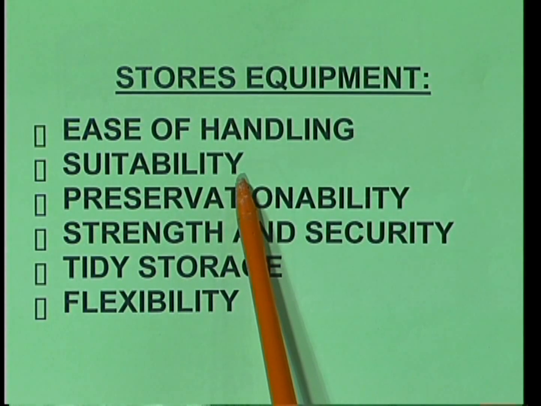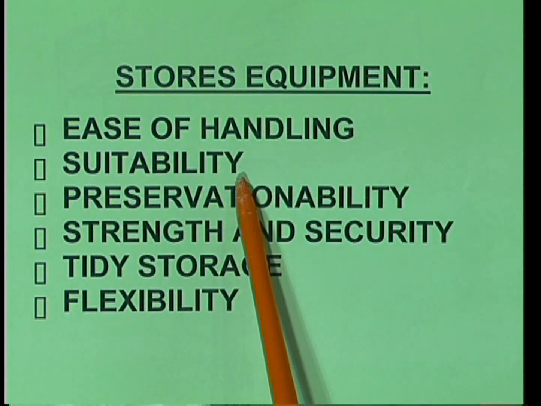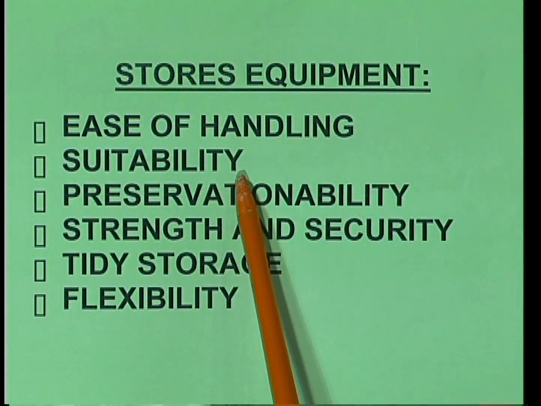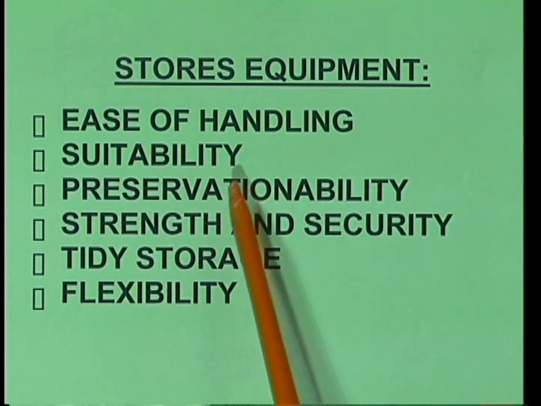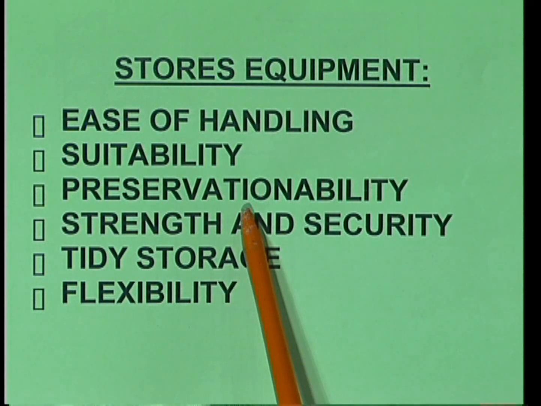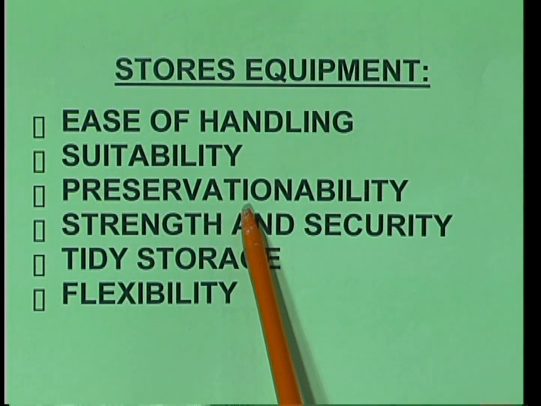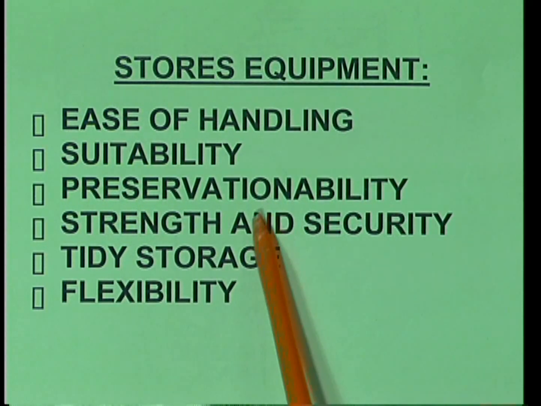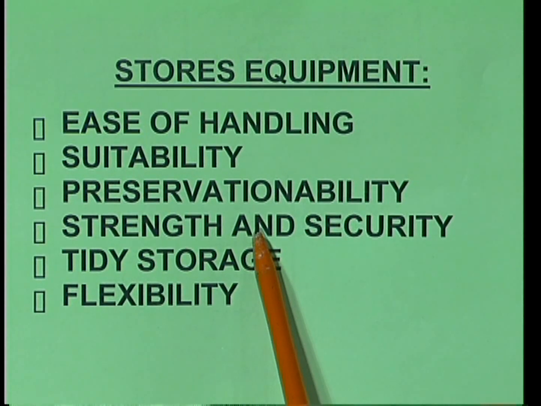Next is the suitability. That equipment, material handling equipment, should be suitable to our materials. Whatever the material that we are going to use, that should have the suitability. Next is preservationability. When we put the materials in the stores equipment, preservationability should be there. It should not have loss or some damage, etc. Next is strength and security.